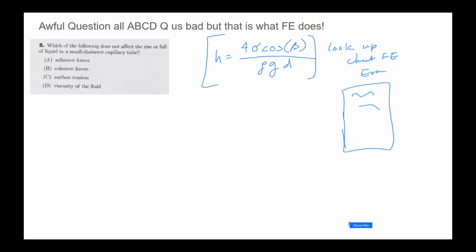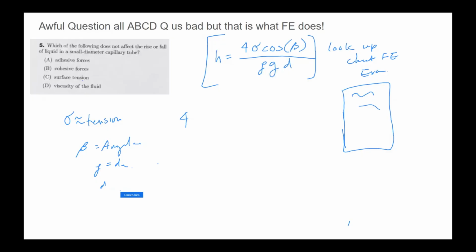So we know from this the 4 is just a constant. So let's look at the other ones. This is called tension, so that is surface tension. So that does affect it, right? Okay, then beta is the angle, so angle does affect it. Rho is density, so density does affect it. And then g is gravity, and then d is the diameter.